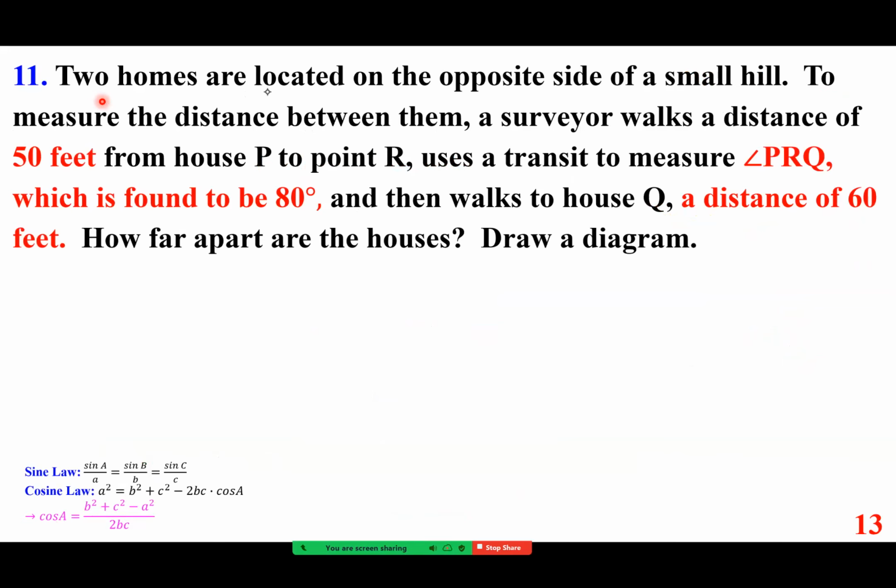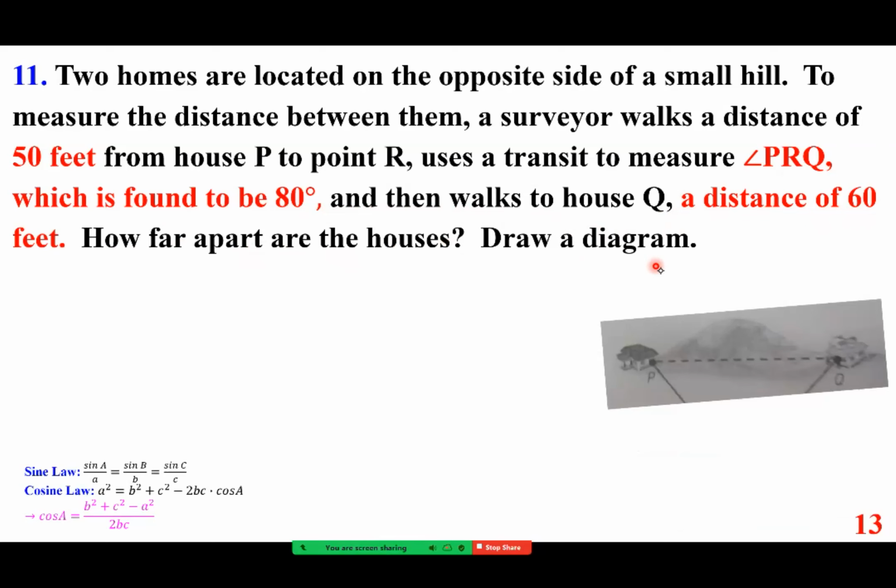Two homes are located on the opposite side of a small hill. To measure the distance between them, a surveyor walks a distance of 50 feet from house P to point R. Use a transit to measure angle PRQ, which is found to be 80 degrees, and then walks to house Q, a distance of 60 feet. How far apart are the houses?